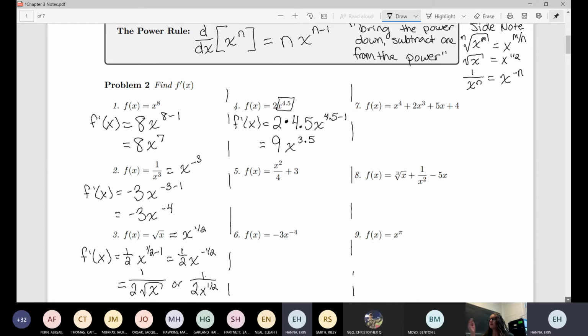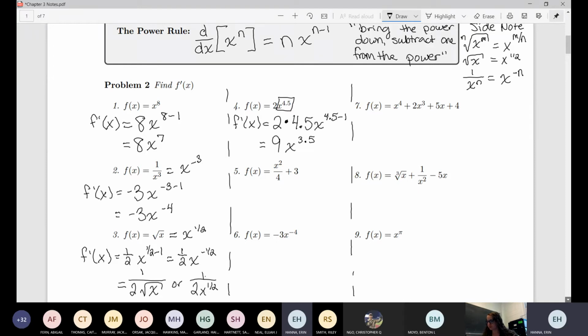Once you've been doing these for long enough, writing out that first step is tedious, so you can totally just jump to the last thing if you want. Write out as much as you need to, by all means. If you need to do that for the rest of your life, go right ahead. But don't feel like you need to do that many steps for me. You can totally jump straight to 9x to the 3.5 if you would like.